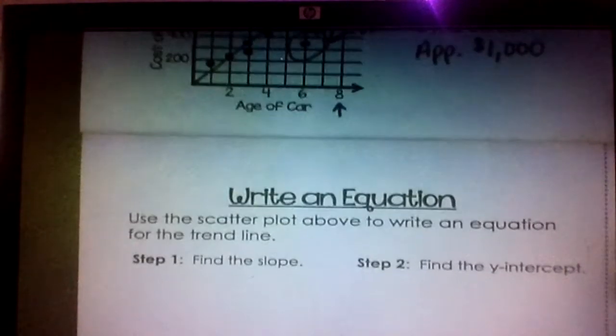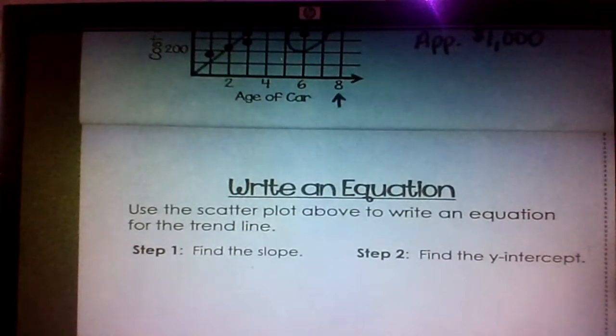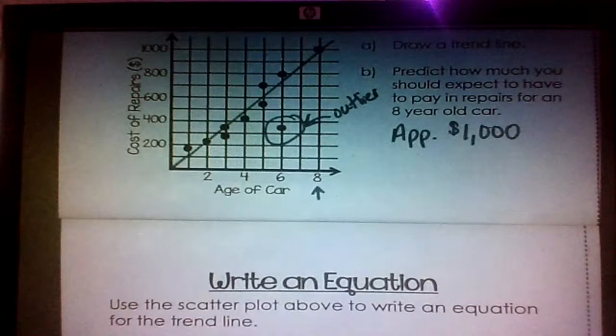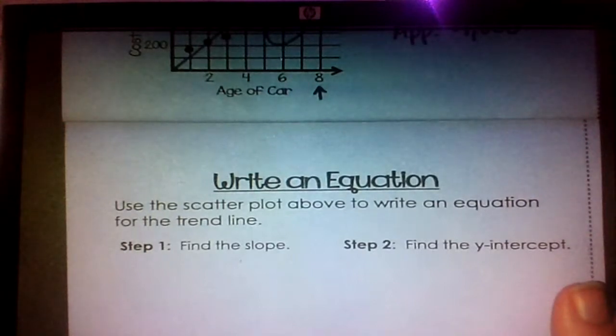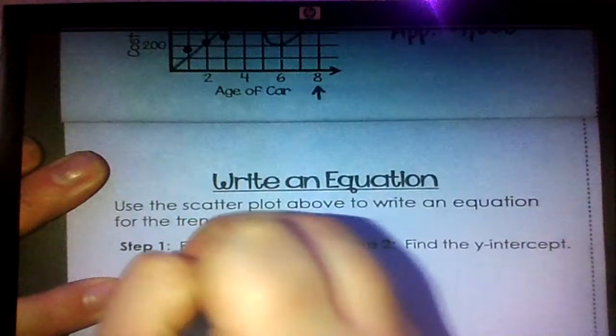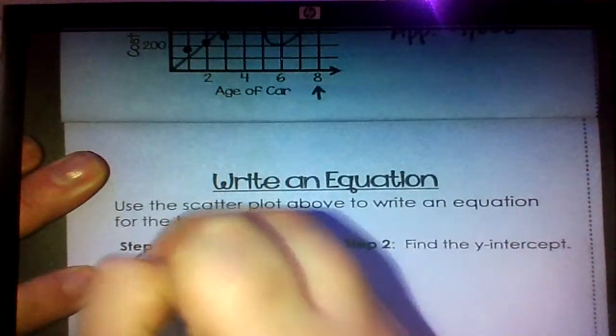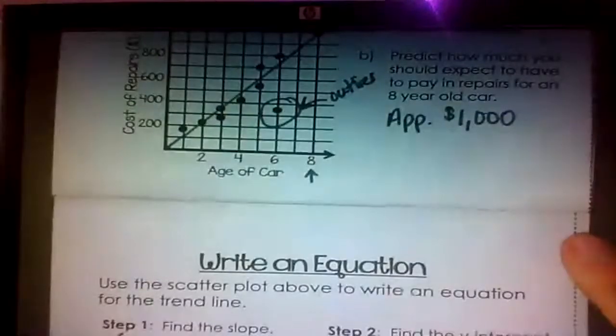Okay, so they want us to use the scatter plot above to write an equation. They want me to find the slope. In order to find the slope, we want to find 2 points on this line. So I would probably use 8, 1,000. Okay, we said an 8 that we can use pretty easily.